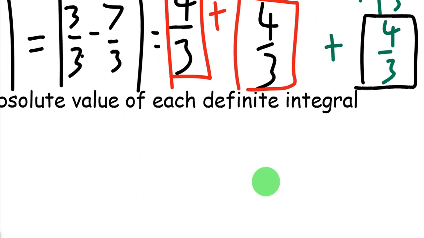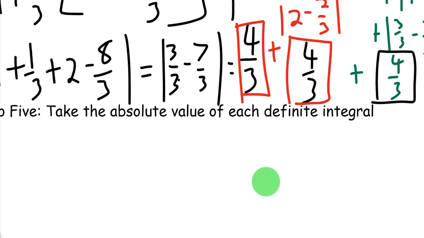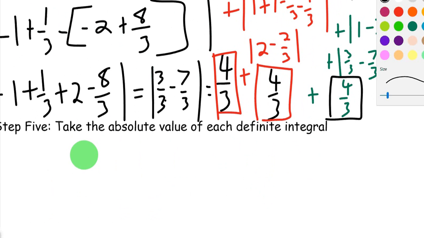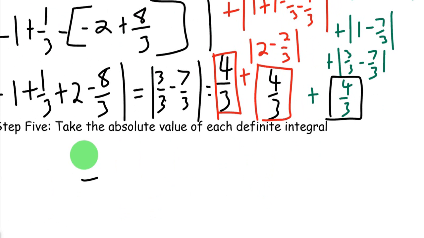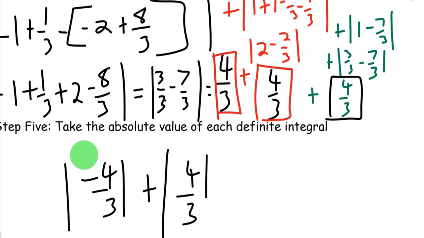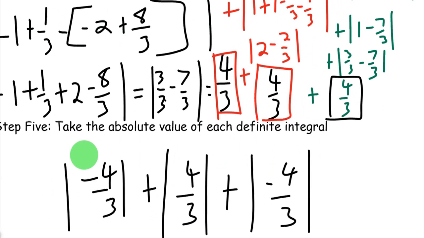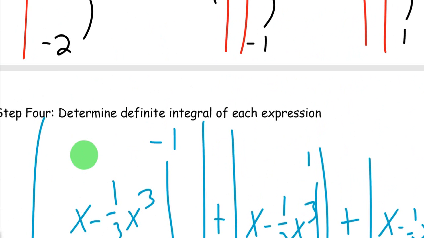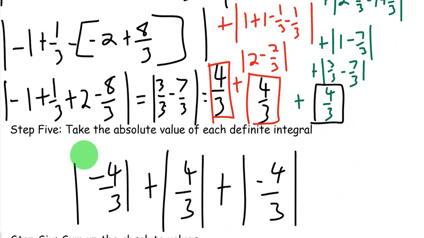So if you didn't remember already, we've kind of already done this. You're going to take the absolute value of each definite integral. So if you've forgotten to do it, basically what that would look like is negative 4/3 for the first one, take the absolute value. The middle one was already positive, we'll just go ahead and take the absolute value of that since it won't matter. And then the third one was negative. So if you just want to take the definite integral for step 4, you can. Just don't forget to take the absolute value for step 5.